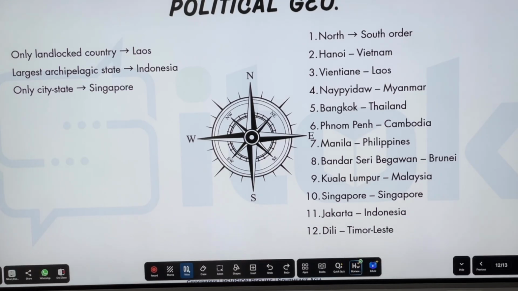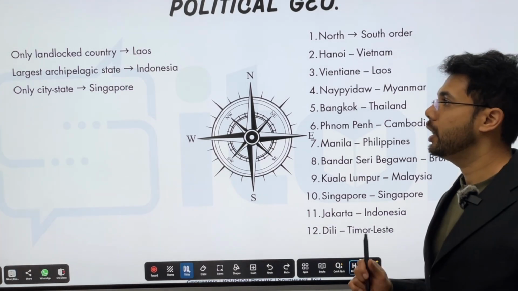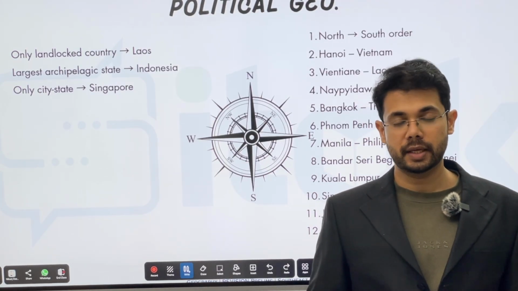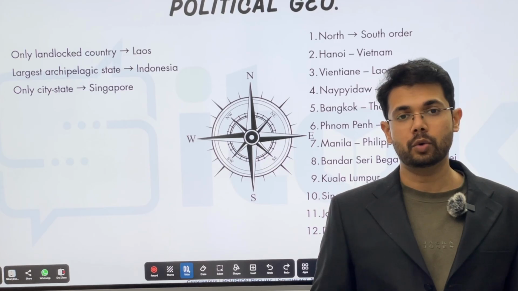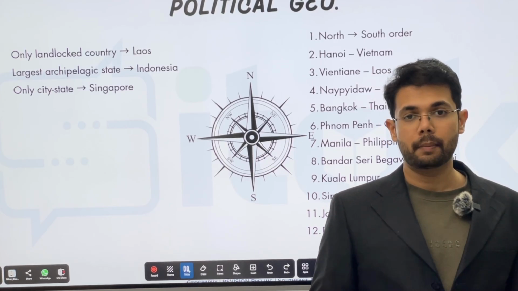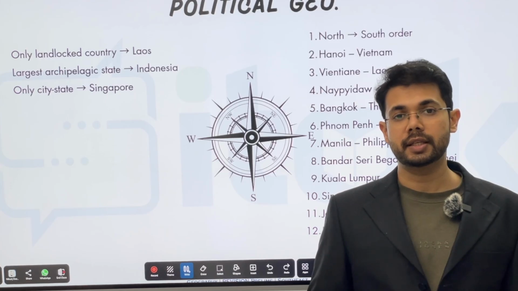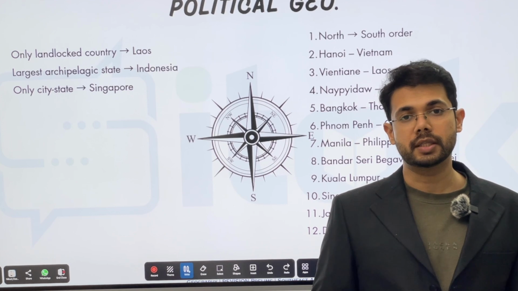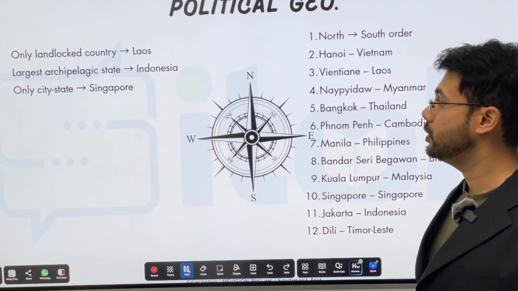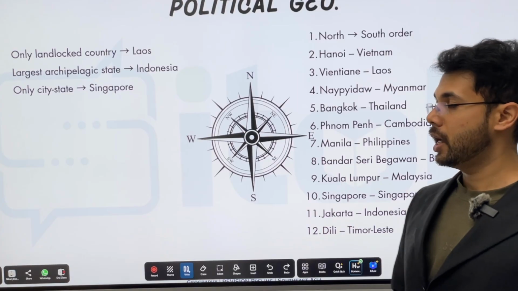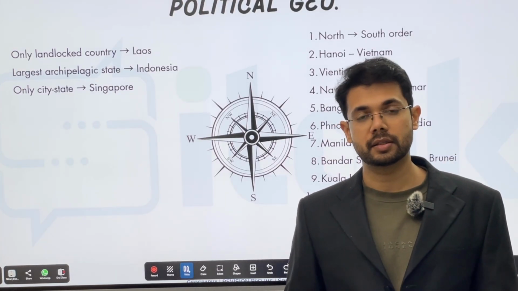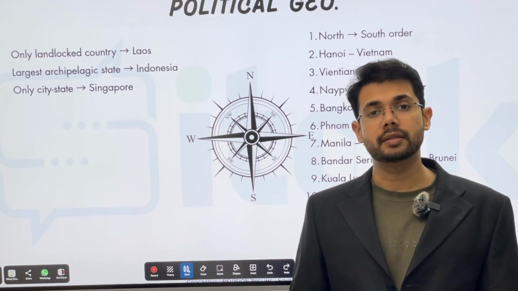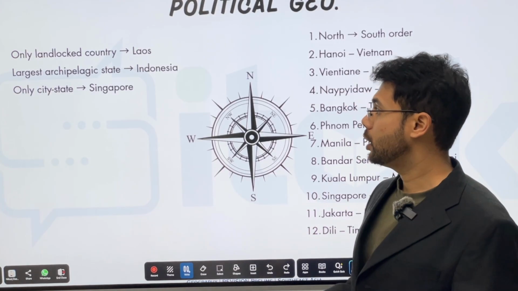It will help you. Some facts: the only landlocked country in Southeast Asia is Laos. When we think of Southeast Asia, we think that the entire region is surrounded by oceans and seas and gulfs and straits. But Laos, unfortunately, is a country that does not see the ocean. Laos is the only landlocked country in Southeast Asia. Second, we have the largest archipelagic state, Indonesia, and the only city-state in this sub-region of a continent is Singapore.